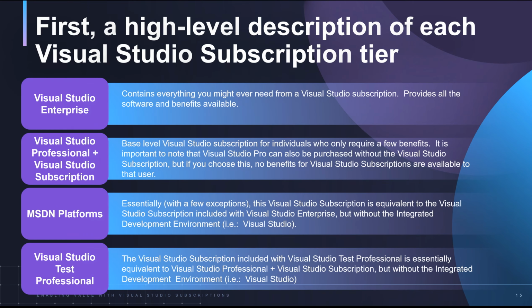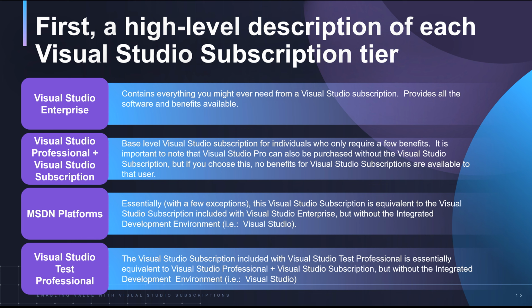The first thing that we need to do is really understand what the different Visual Studio subscriptions are that are available. The top-level one, the one that contains everything that a Visual Studio subscription can offer, is included with Visual Studio Enterprise. When you purchase Visual Studio Enterprise, it automatically comes with a Visual Studio subscription associated with it. You can't buy it without it. And it gives you everything under the sun. We'll talk a little bit about what's included within a Visual Studio subscription in a bit.